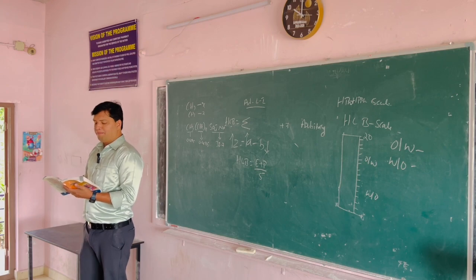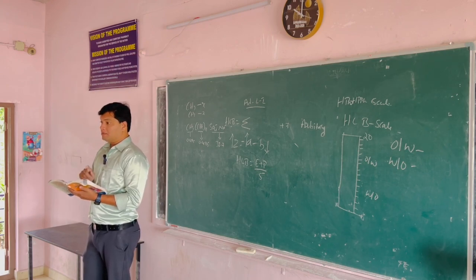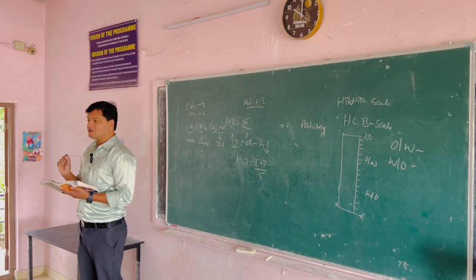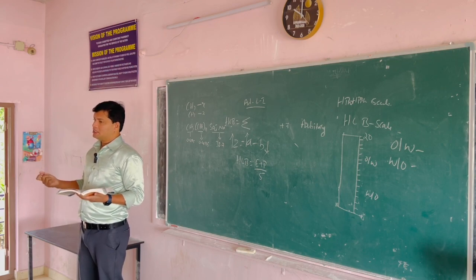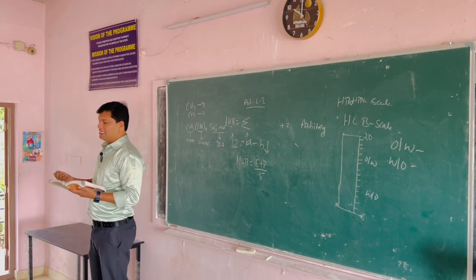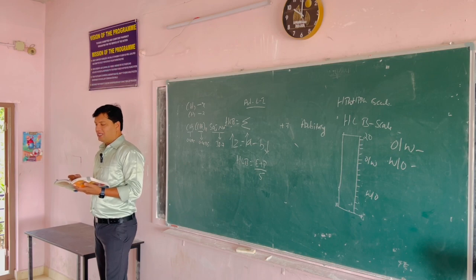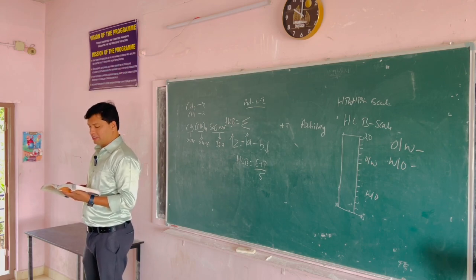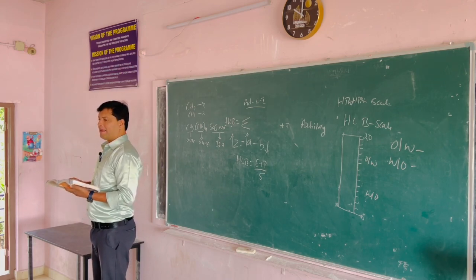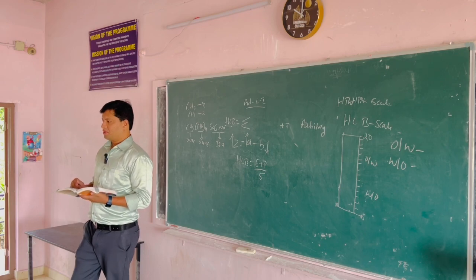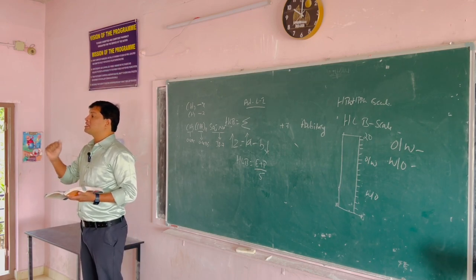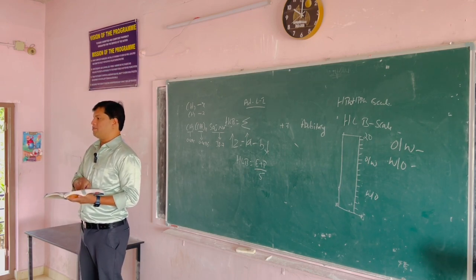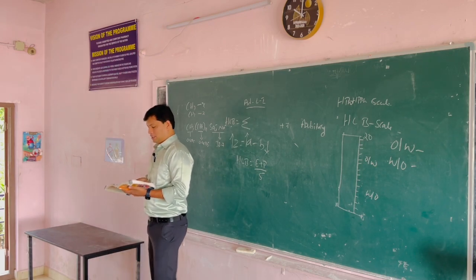Method 2, beeswax and lanolin. GPAT question. Beeswax, B, honeybee. Beeswax and lanolin derivatives can be estimated by method 2. So in method 2, the things which can be estimated are beeswax and lanolin.